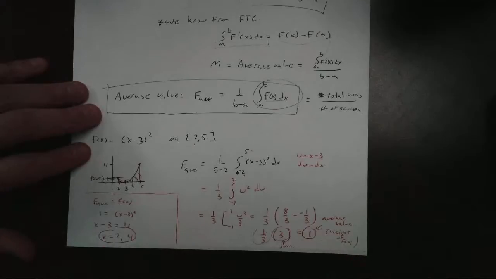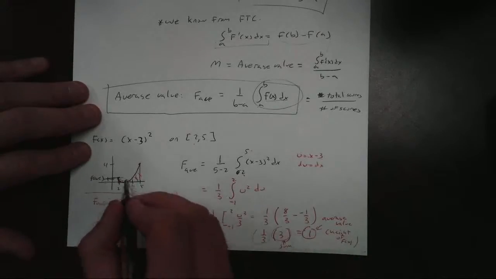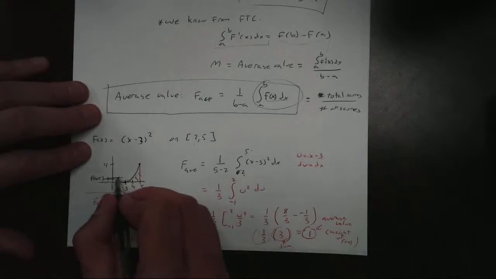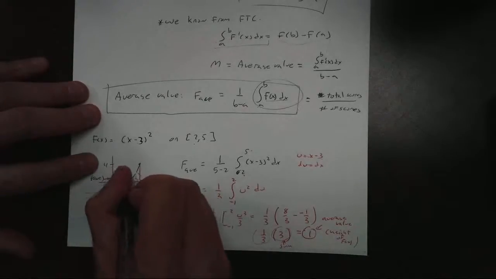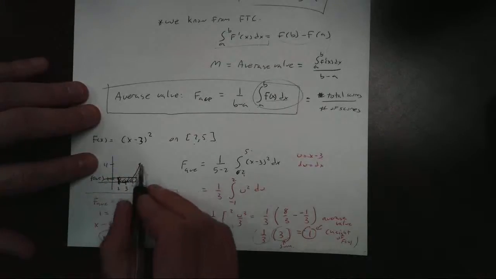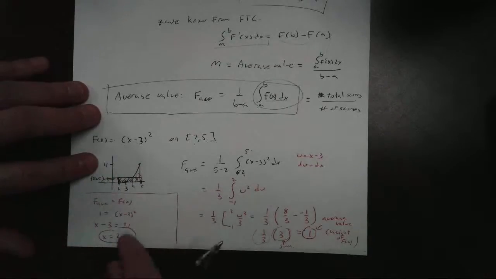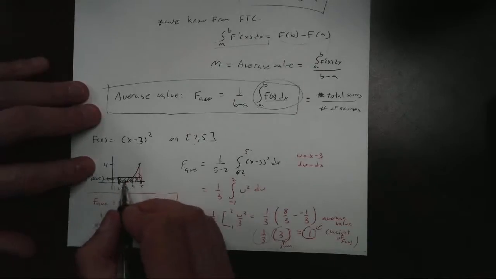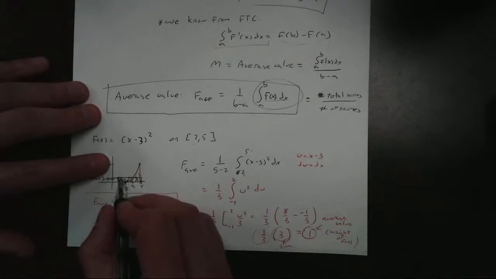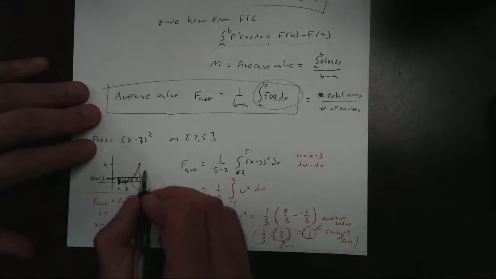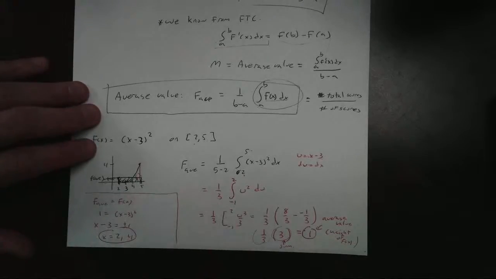Now, but what does an average value mean? Well, it says I can draw a rectangle at y equals 1 from 2 to 5 that has the exact same area as the entire function itself, because that's how averages work. So I can draw a rectangle at y equals 1 from 2 to 5, and that'll give me the same exact area underneath my graph as well. And that's how the average value works.